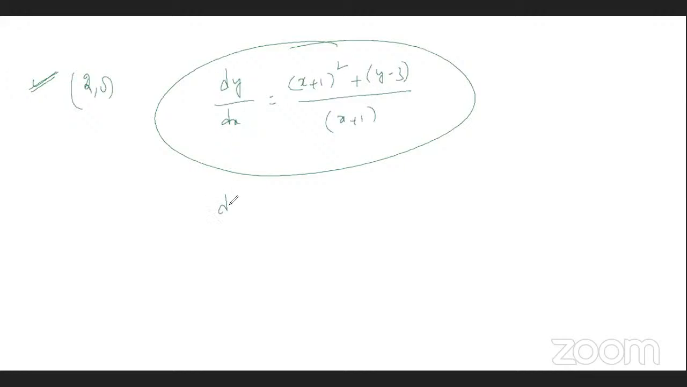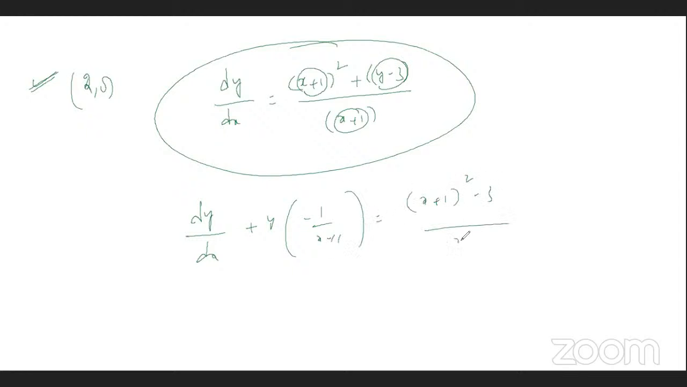Linear in y. So dy by dx, here x plus 1, y minus 3 are there. Is it right? And is this a linear differential equation? Yes, sir, because y power 1 is there. So it's a linear differential equation. One way of doing this is dy by dx plus y times minus 1 by x plus 1, and the remaining everything I can write on the other side. So it's like dy by dx plus Py equal to Q of x. Further we can proceed. So this is one idea.